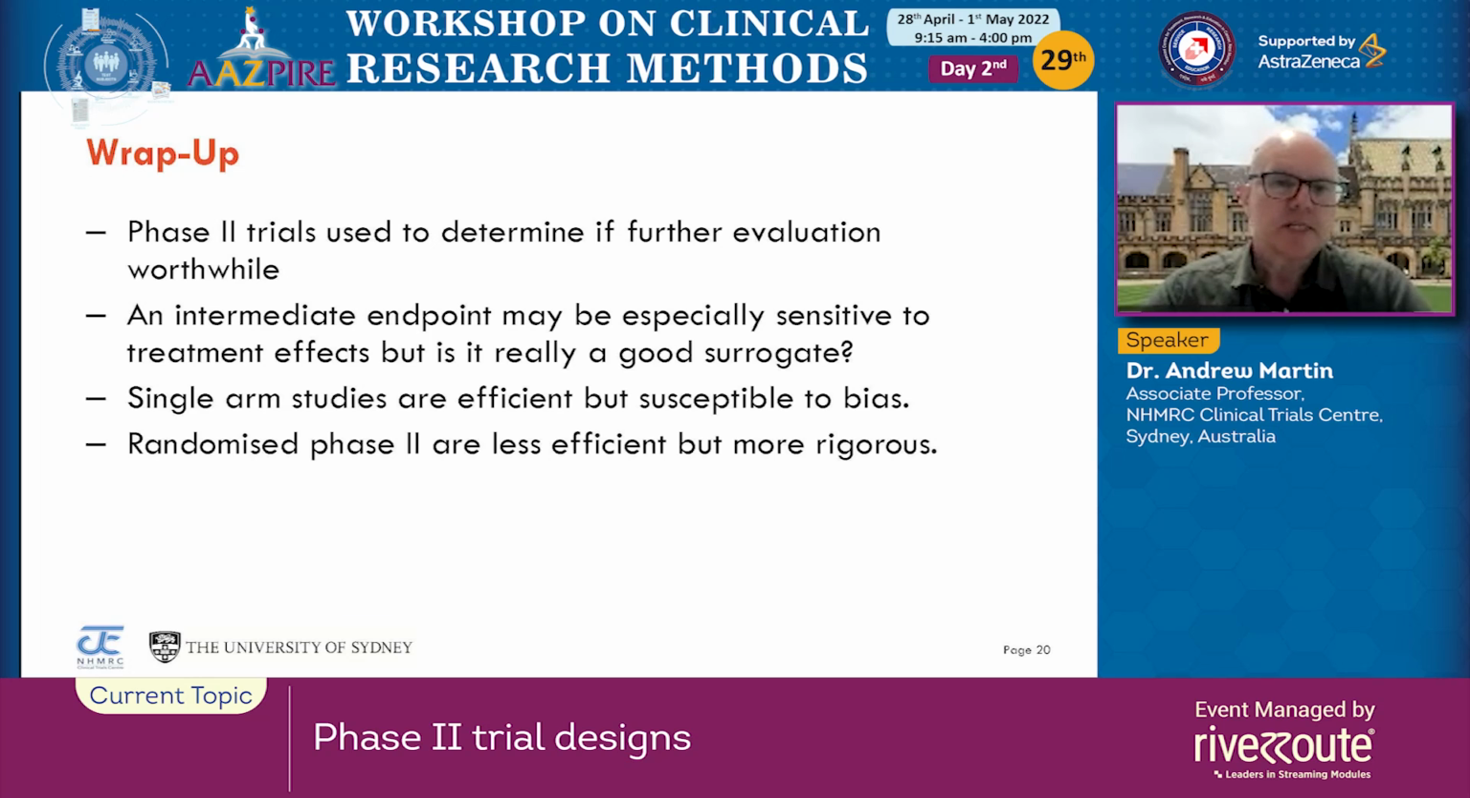We looked at single-arm trial designs and we learned that they're efficient in that we can get away with fewer patients, but they're susceptible to bias in that we evaluate what we see in our single-arm study against a pre-specified benchmark informed by historical controls. And we saw from the Integrate example how we can get that quite wrong and that our pre-specified benchmark might be quite poorly calibrated.